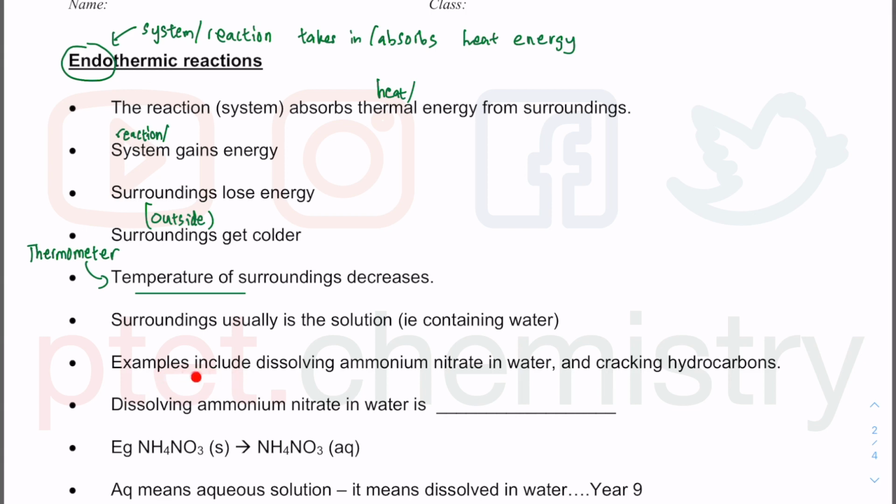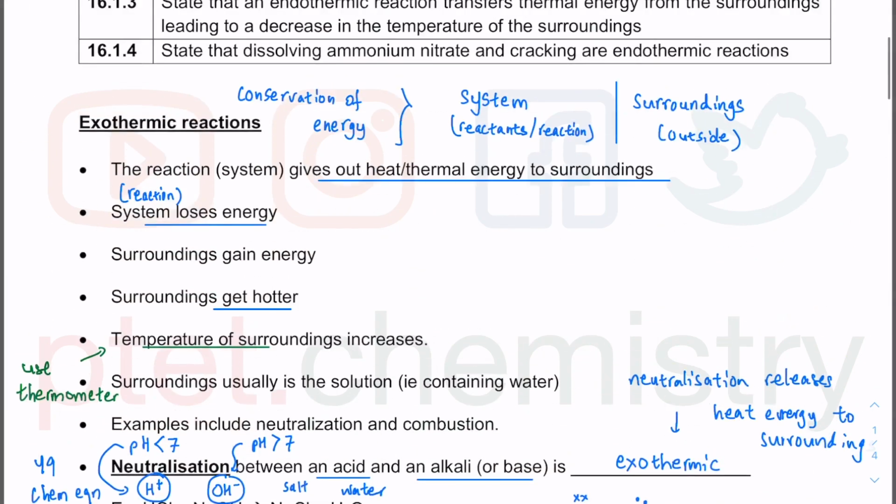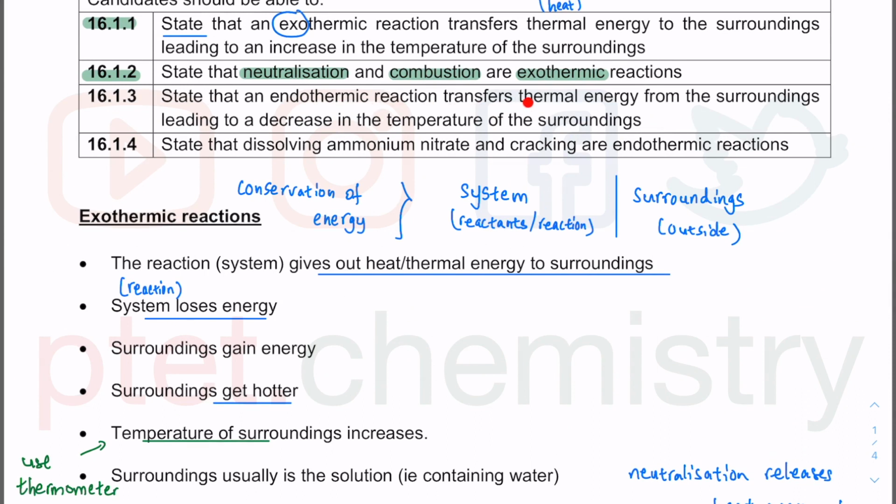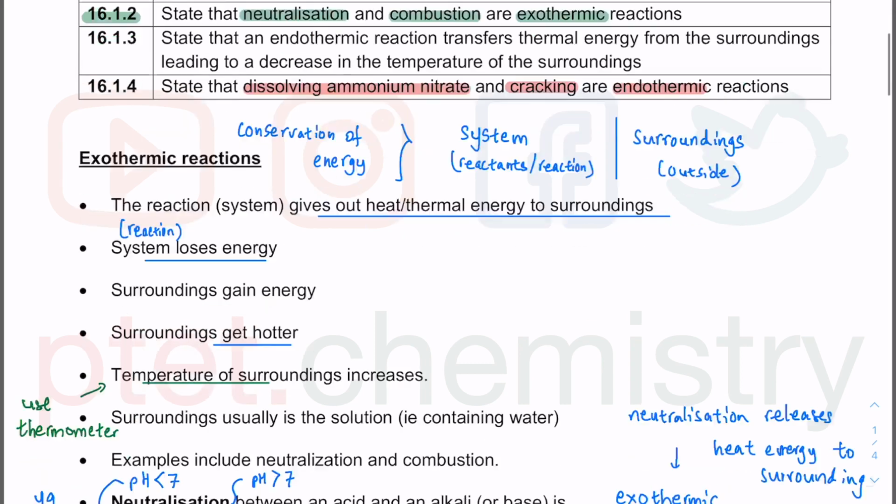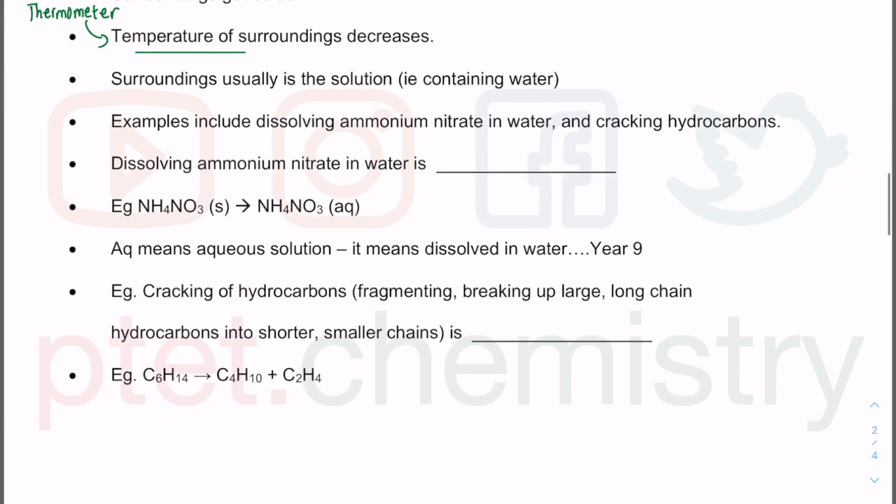Now, as stated in the syllabus, if I go back to the previous page, state endothermic reaction is... as I mentioned, transfer heat energy from the surroundings, leading to a decrease in temperature of the surrounding. You should be able to explain this based on the step-by-step I had just outlined to you. Now, we have dissolving ammonium nitrate. So dissolving ammonium nitrate and cracking are endothermic reactions. So that's something we will go through in detail now.